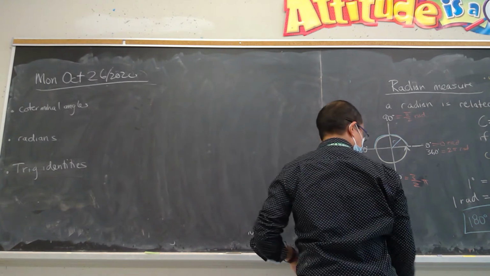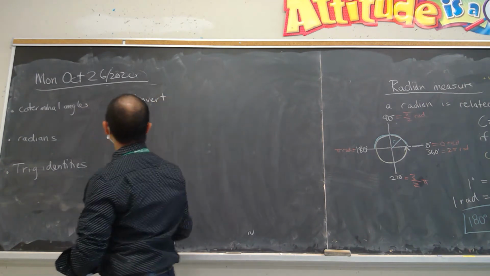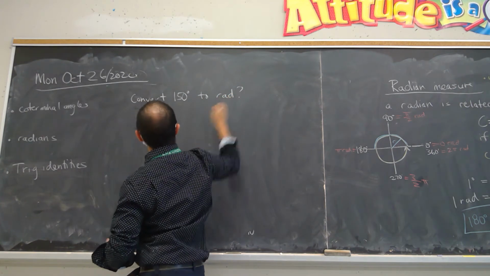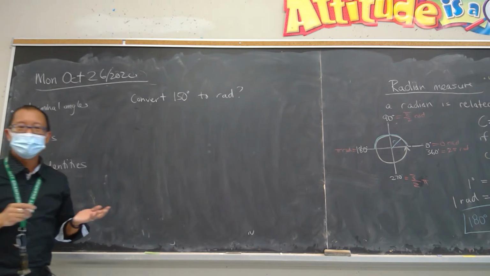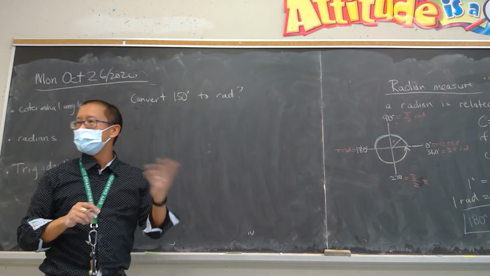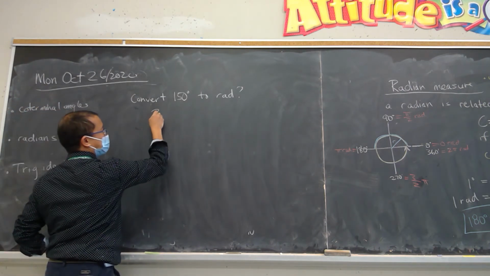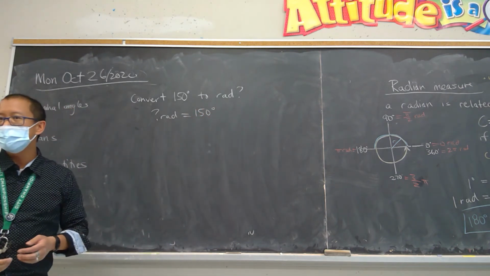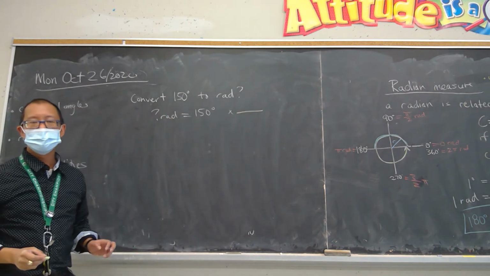So let's try to convert units. Convert 150 degrees to radians. How are you going to do it? It's really easy. I tend to set up a mathematical statement, just like in science, kilometers to millimeters, or meters per second to kilometers per hour. So: question mark radians is equal to 150 degrees. We're starting with true statements, and we use a simple unit conversion. We're going to multiply by this ratio.